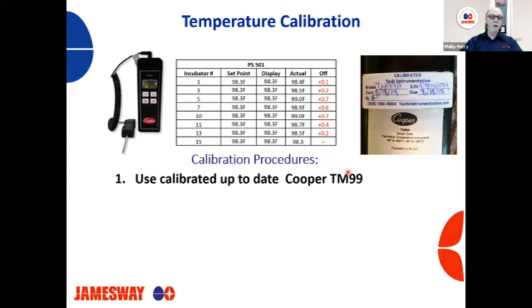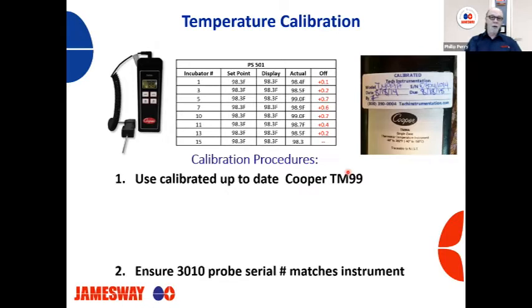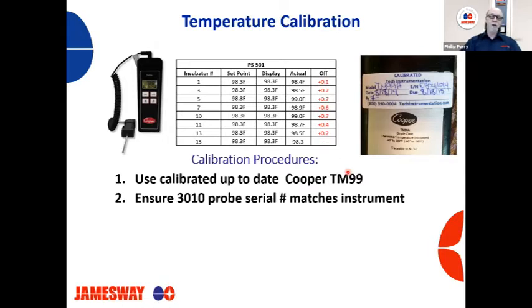First thing we want to do is use a calibrated, up-to-date Cooper TM99. It doesn't necessarily have to be a Cooper TM99 electrotherm. It can be another instrument as long as you're satisfied that it is calibrated and it is reading properly. You want to ensure that the 3010 probe serial number matches your instrument.